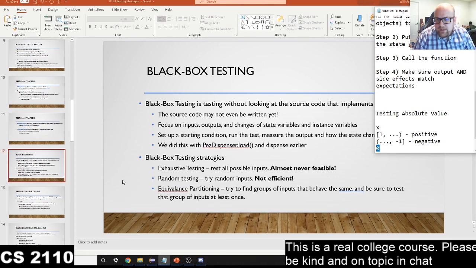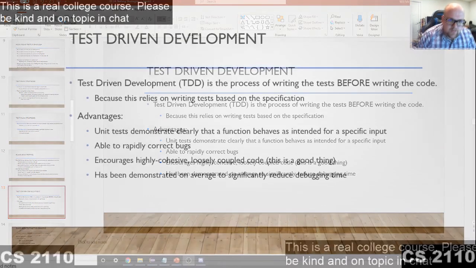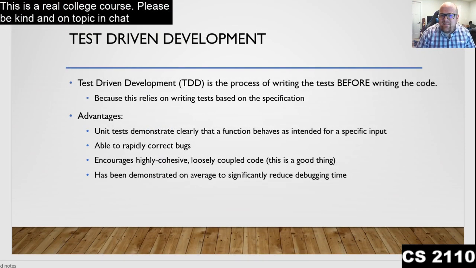And when we do black box testing, we are writing the test as though we have not coded the solution yet, because it turns out we can do just that. And this leads us to talking about test-driven development. Test-driven development is writing tests before we write the code.